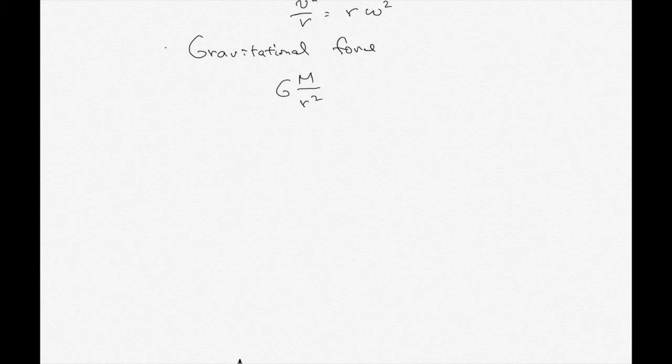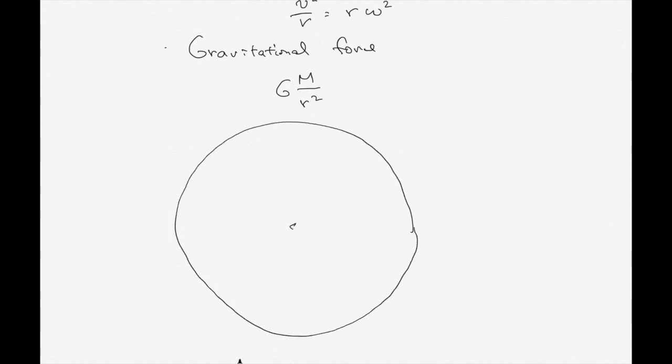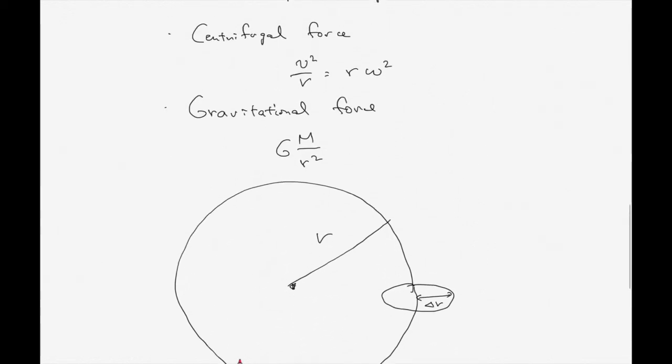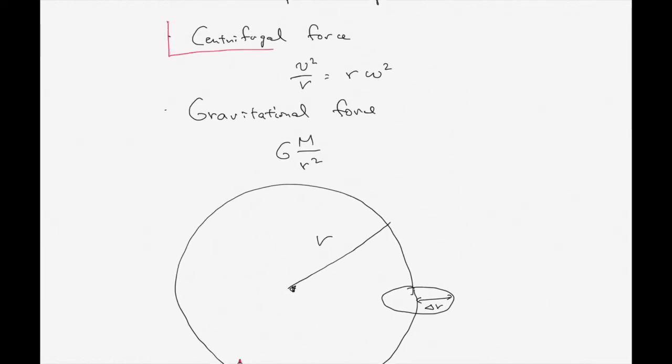Now we consider circular motion with an object of finite size. The central object is placed at the center, and the size of this object is expressed as delta r. The circular orbit has a radius of r. Then we'd like to consider the centrifugal force acting on this object. Omega is a constant.